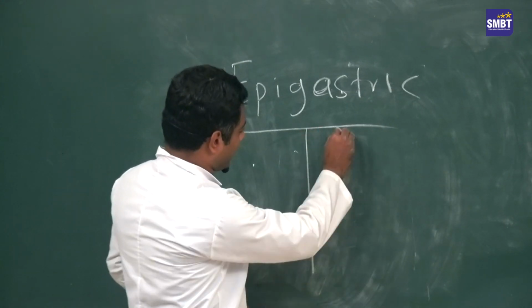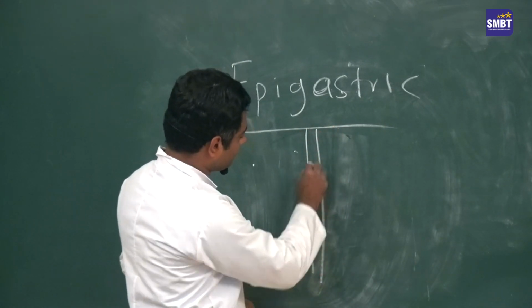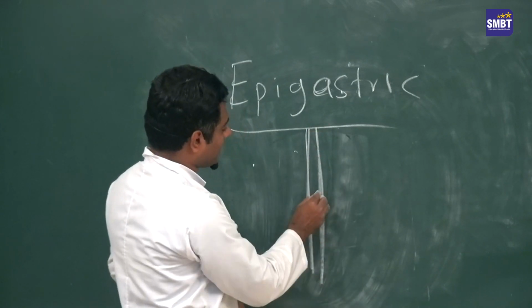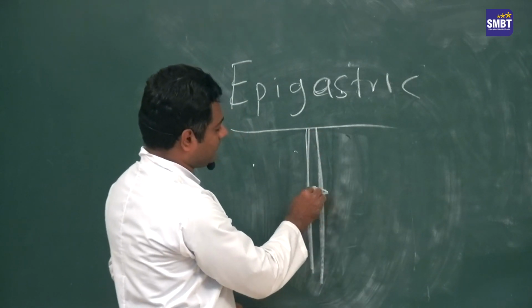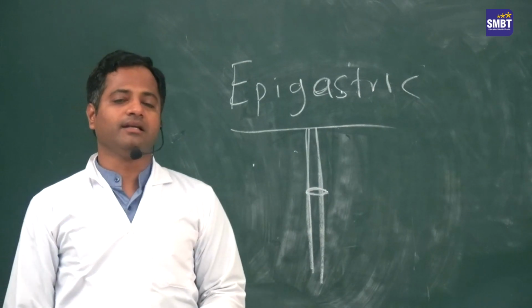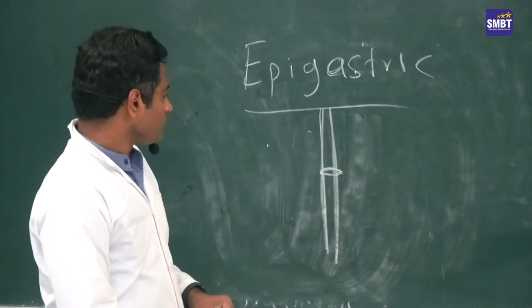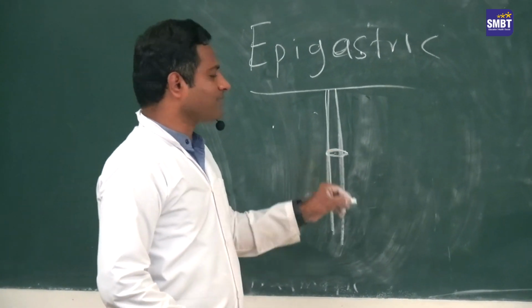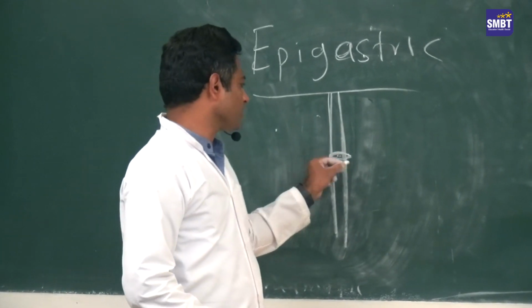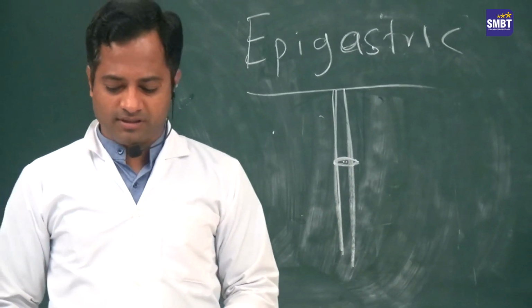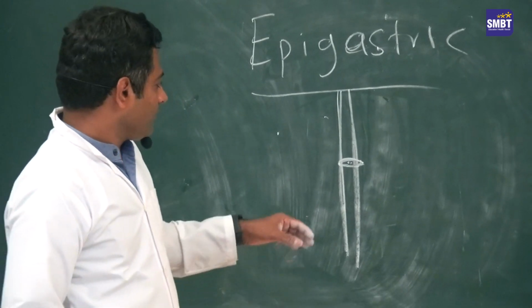To start with, epigastric hernia starts as a transverse tear. Suppose this is a linea alba, so it starts as a transverse tear in the linea alba. Okay, so where this transverse tear occurs, the hypotheses are like this.